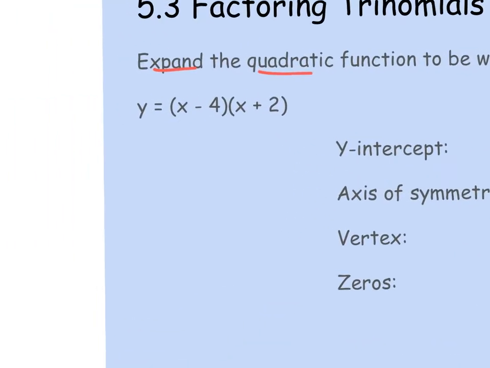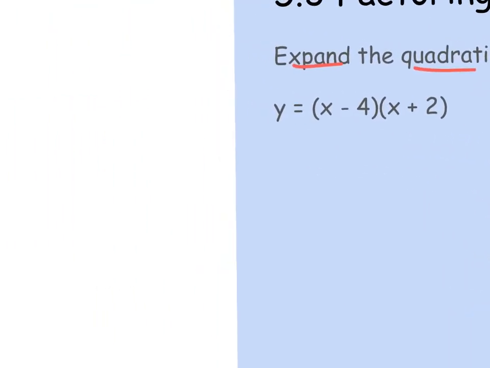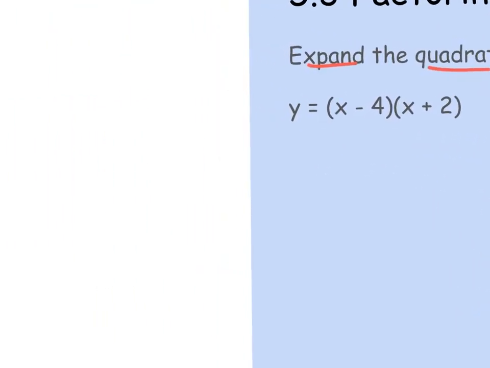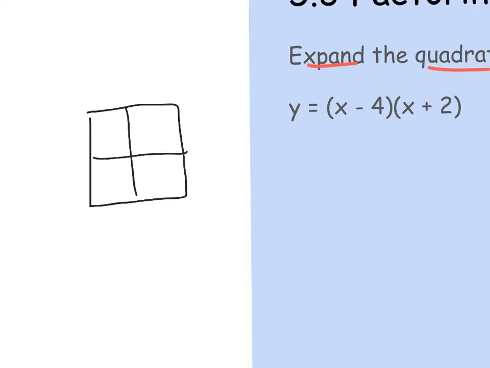A couple different ways to multiply it. You can use the box method. I know some of you prefer the box method, so I'm going to look at that method first here. And you just have 2 rows and 2 columns because it's x minus 4. We'll do that across the top, and x plus 2 along the side here. And then we just multiply across and up and down here.